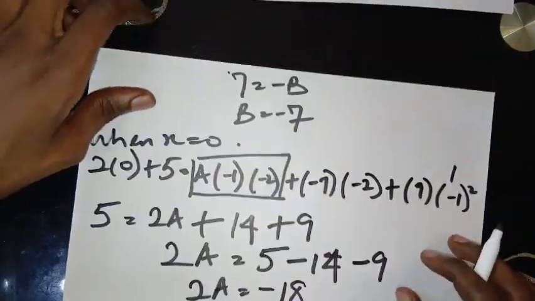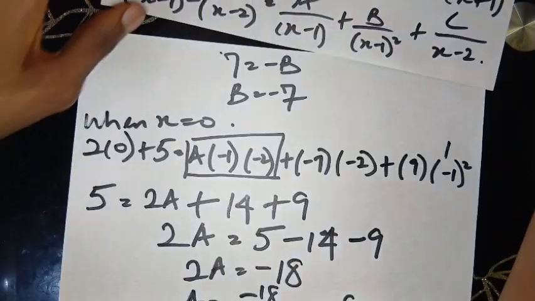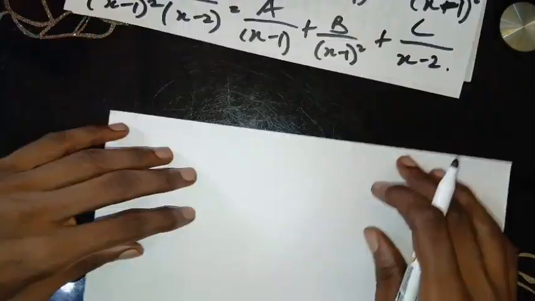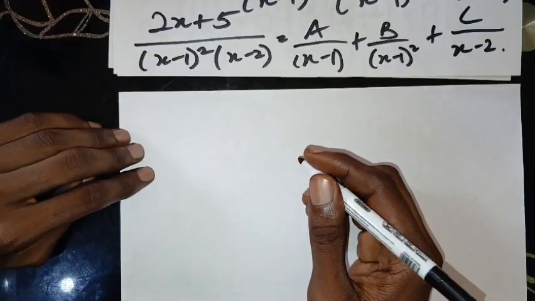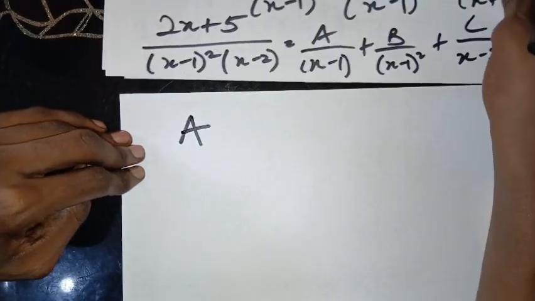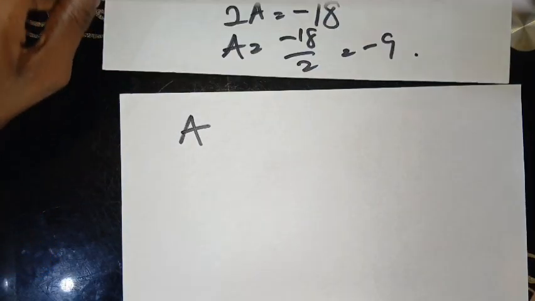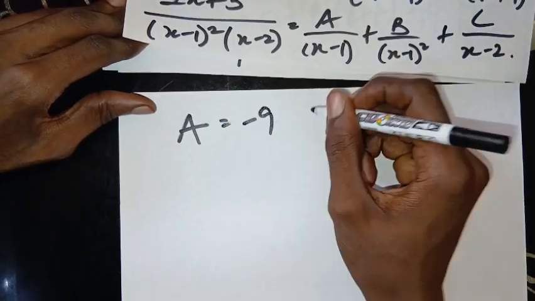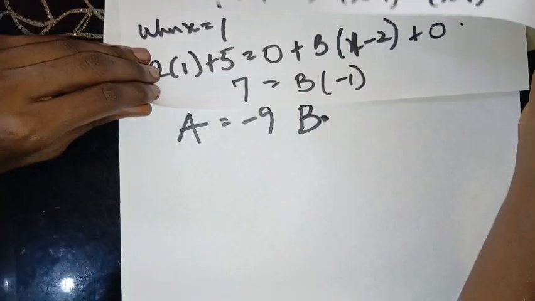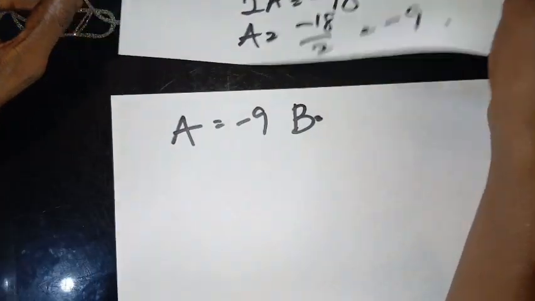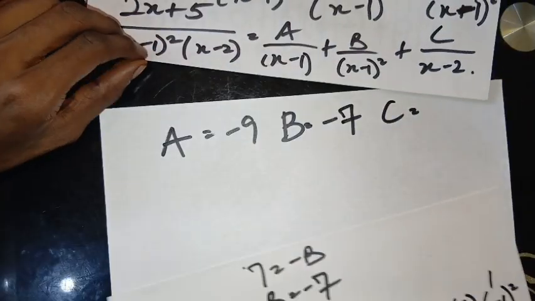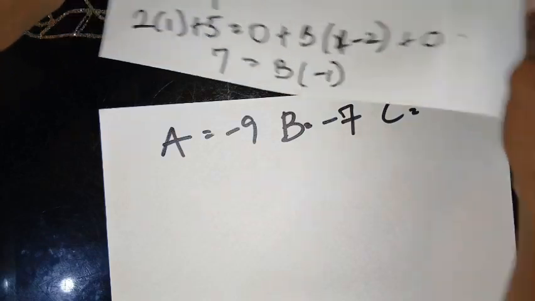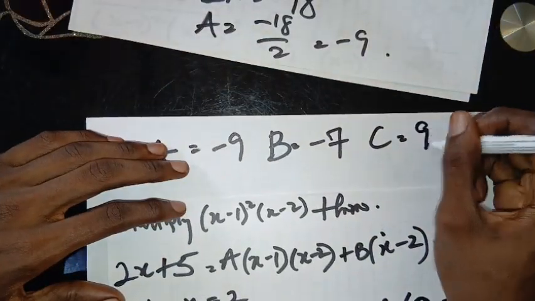So we have to input this back into our first equation. This first equation here. From our first equation, let's first get what our a is. Our a is minus 9. b is minus 7. Now c is 9. Just writing these out for yourself so you won't make any mistake.